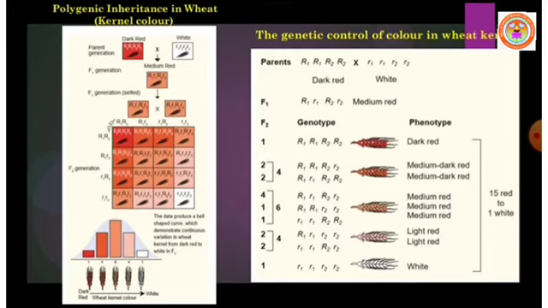Polygenic inheritance is also studied in human beings. Height and skin color of human beings are controlled by 3 pairs of genes. So what is called polygenic inheritance? Several genes which combine together to affect a single trait in an organism is called polygenic inheritance.